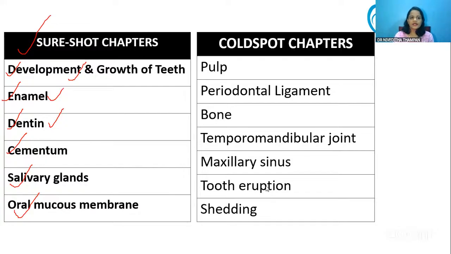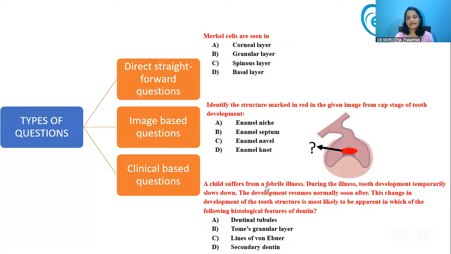Yes. Now let's have a look at the type of questions they can ask you in your NEET MDS examination from oral histology. Basically three types of questions can be asked. First is the direct straightforward question. Direct straightforward question means it will be questions like this. They are just given to test your memory mainly. Such questions are the factual type or the direct straightforward type of questions. Around 75 to 80 percent of the questions that come in oral histology are direct questions like this only.